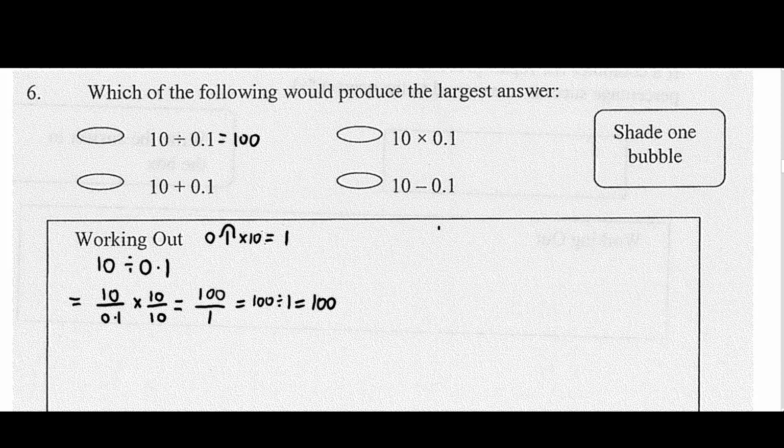All right, what about 10 times 0.1? Like I said earlier, when we multiply a number by 10, the decimal point jumps one spot to the right. So that's going to be 1.